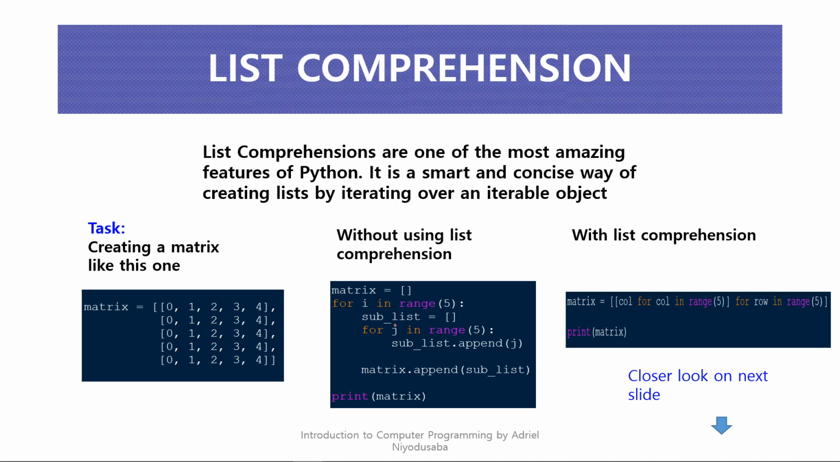The second topic is list comprehension. It's a very amazing feature in Python, and it is a smart and concise way of creating lists by iterating through an iterable object. So imagine I wanted to create a matrix like this. I could go ahead and type it, I can hard code it, but what if the matrix was 1 million rows or 1000 columns? Then I would need several days to be able to type it.